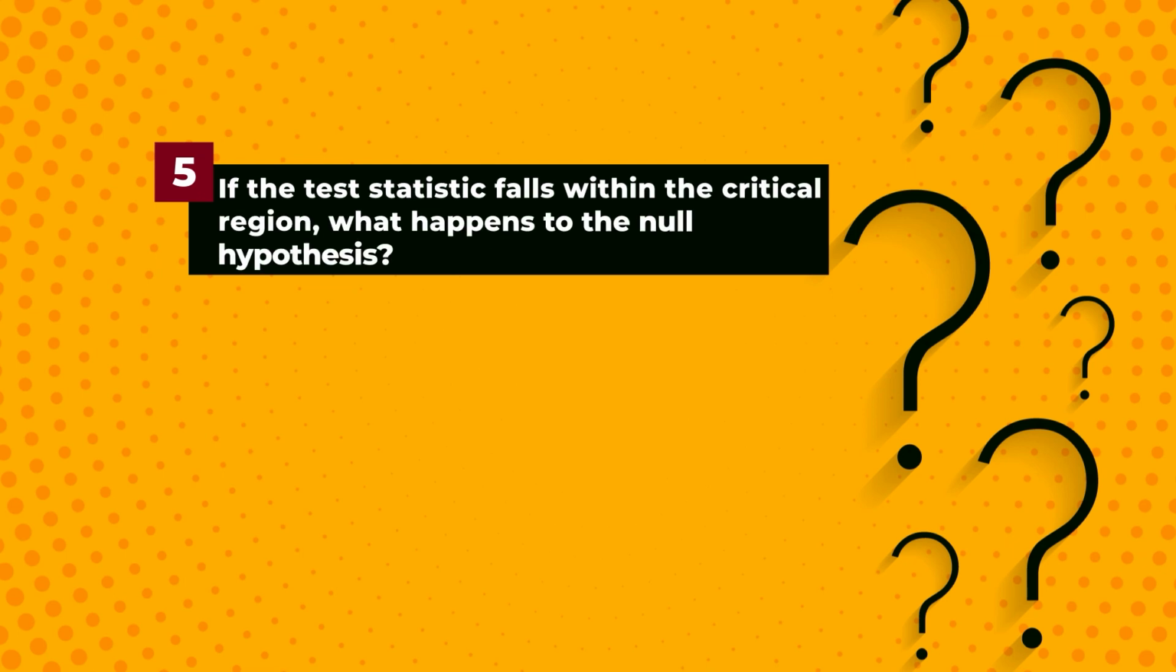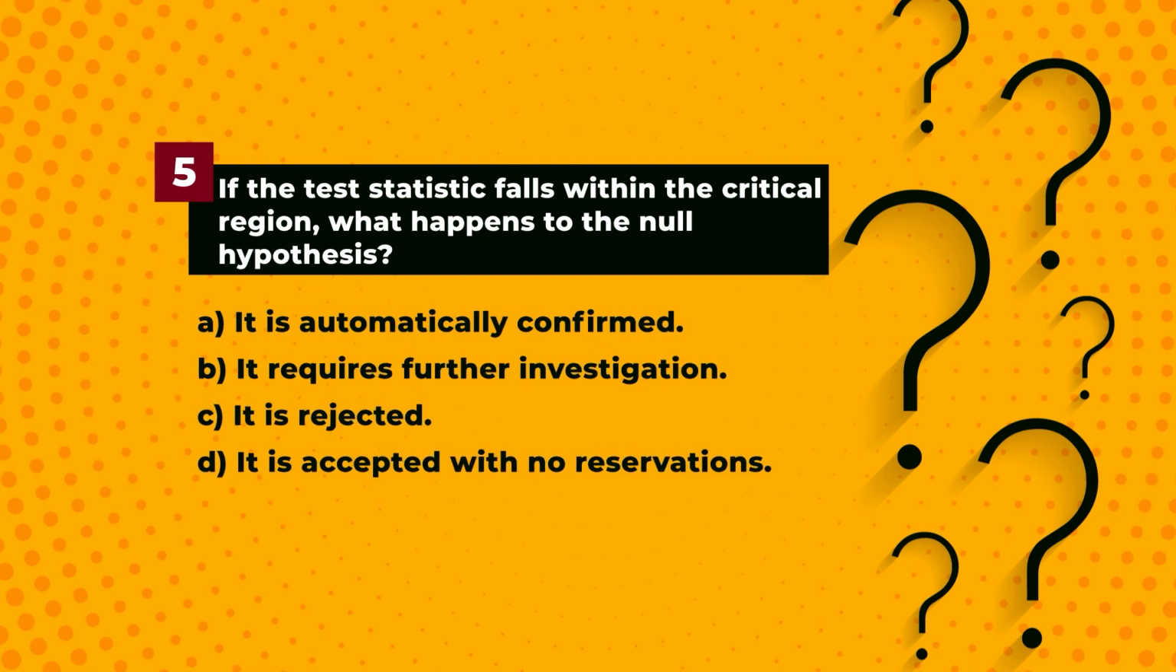And question 5 is, if the test statistic falls within the critical region, what happens to the null hypothesis? Option A, it is automatically confirmed. B, it requires further investigation. C, it is rejected. And D, it is accepted with no reservations.